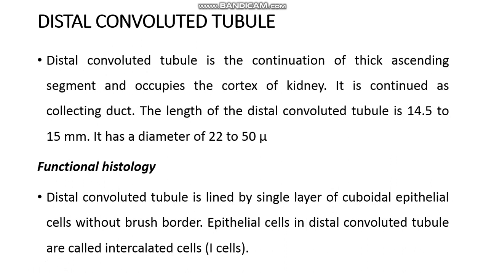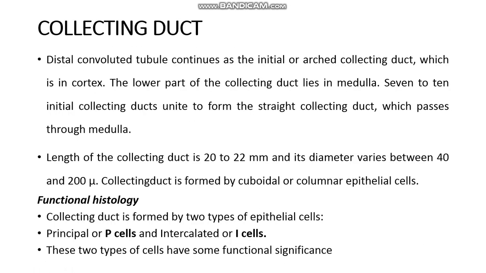Next we can see the functional histology. The distal convoluted tubule is lined by a single layer of cuboidal epithelial cells without brush border. There are no finger-like projections present in this layer. This kind of epithelial cell in the distal convoluted tubule is known as intercalated cells or I cells.